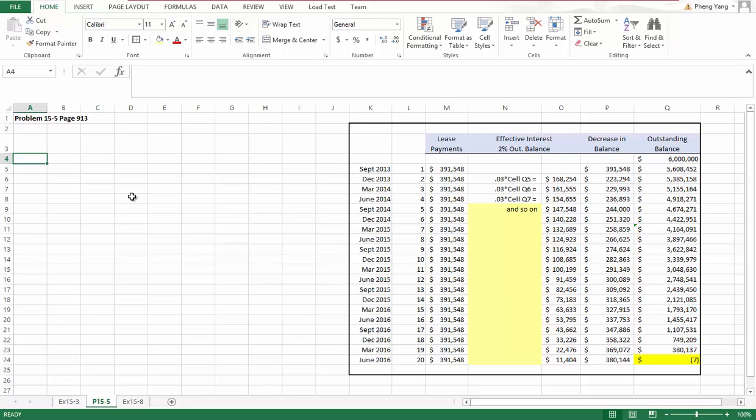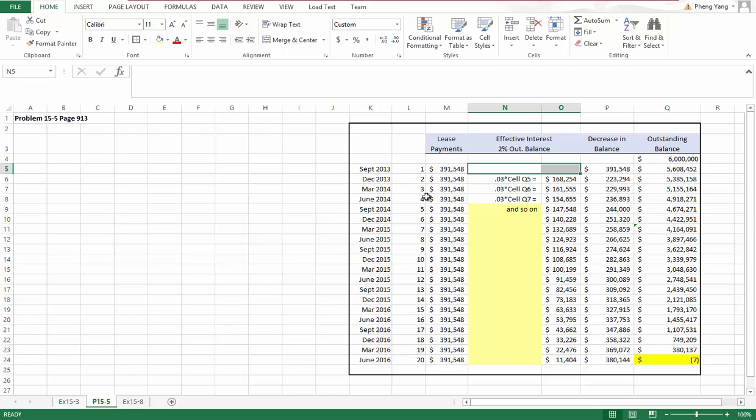Warner Chemical Inc. leased a protein analyzer on September 30th, 2013. The 5-year lease agreement calls for Warner to make quarterly lease payments of $391,548. So that's 5 years. Payments are made quarterly, so that's 4 payments per year times 5, that's 20 periods. The payments are due each September, December, March, and June, with the first payment being September 30th, 2013 for that amount with no interest.